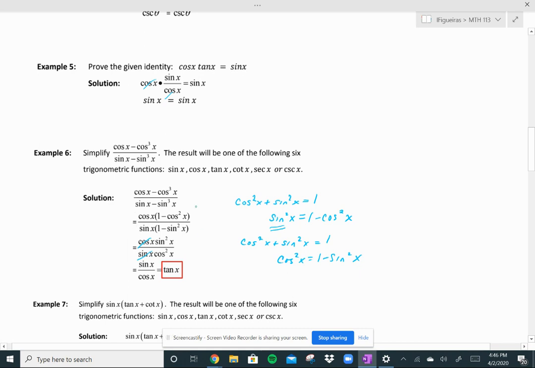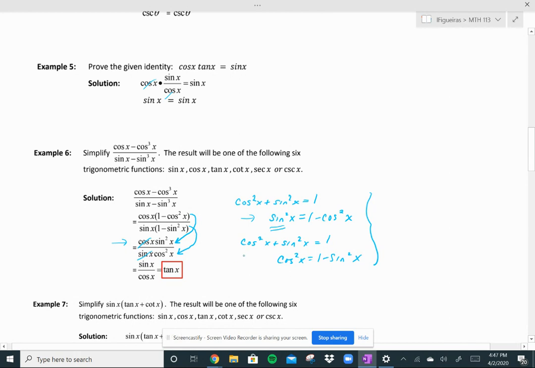From the second line to the third line, 1 minus cosine squared became sine squared, and 1 minus sine squared of x became cosine squared. But how did that happen? Well, that work is right here. I used the first Pythagorean identity. The first Pythagorean identity says that cosine squared of x plus sine squared of x equals 1. If I subtract cosine squared of x from both sides, you get that sine squared of x equals 1 minus cosine squared of x. So that sine squared gets substituted here in this line.